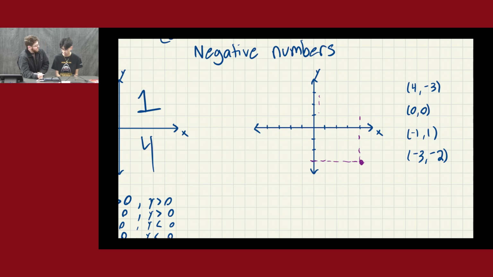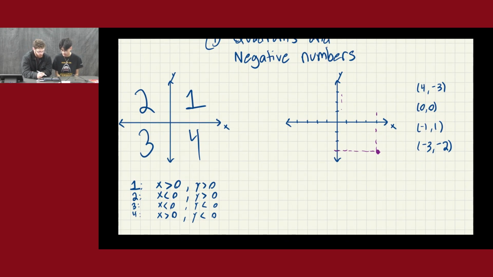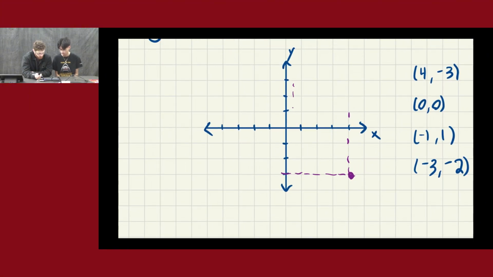Now what quadrant do you think that's in? I think that would be in quadrant 1, 2, 3. I think it's 4. Okay, right. Because the x value is greater than 0, and the y value is less than 0. Yeah. Okay.